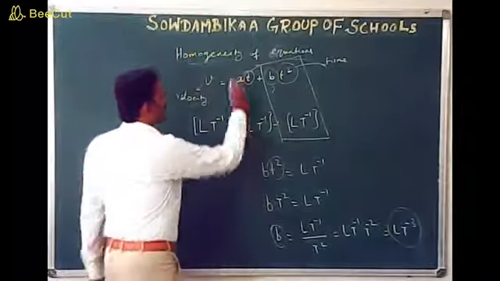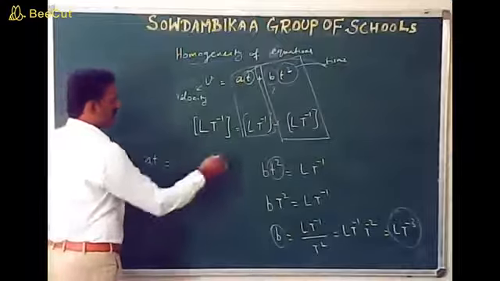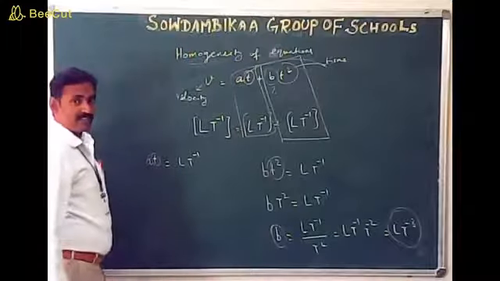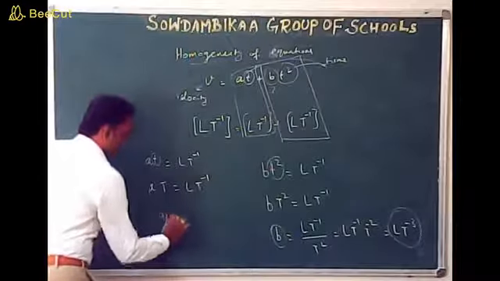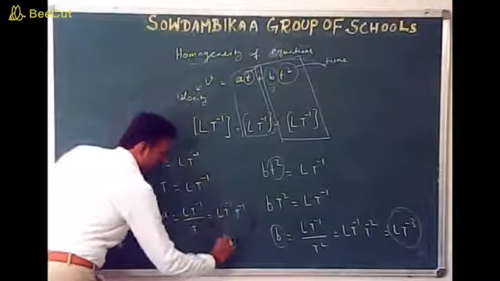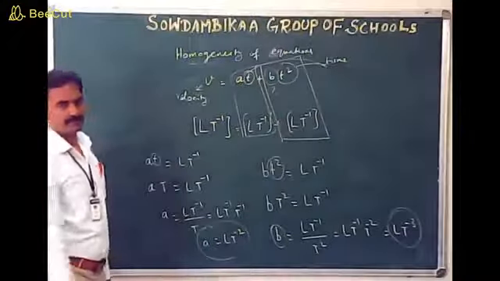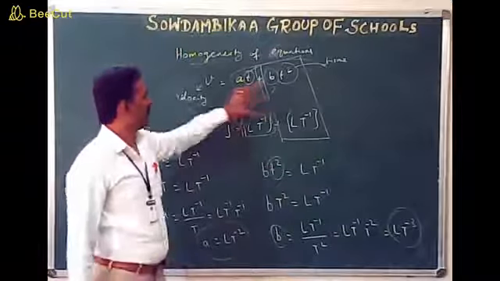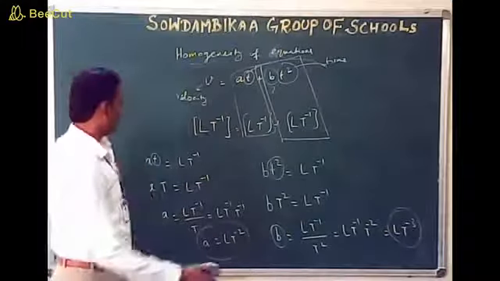If they are asking for the value of A, A into T is equal to L T inverse. The dimension for time is a capital T. A into capital T is equal to LT inverse. So A is equal to LT inverse divided by T. So LT inverse T inverse is equal to LT power minus 2. Now it is the dimensional formula for A. Okay, now there is one more question: what is the dimensional formula for B, or for A, if the equation is homogeneous?